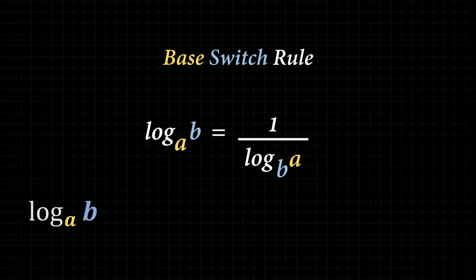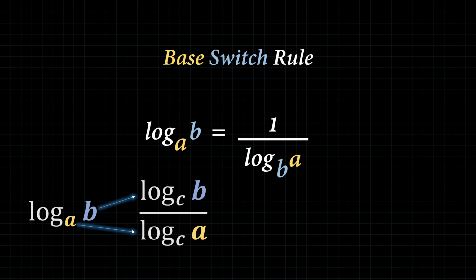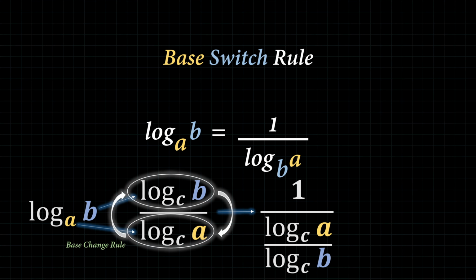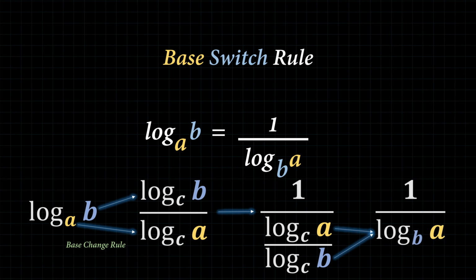Again, we could also use the base change rule here to show this. Log base a of b can be written as log b over log a with a common base of c, let's say. And now I can put the entire fraction under 1. When I want to do that, I would have to flip the log b and the log a so it's reversed. And now I can rewrite the denominator as a single log base b of a using the base change rule.